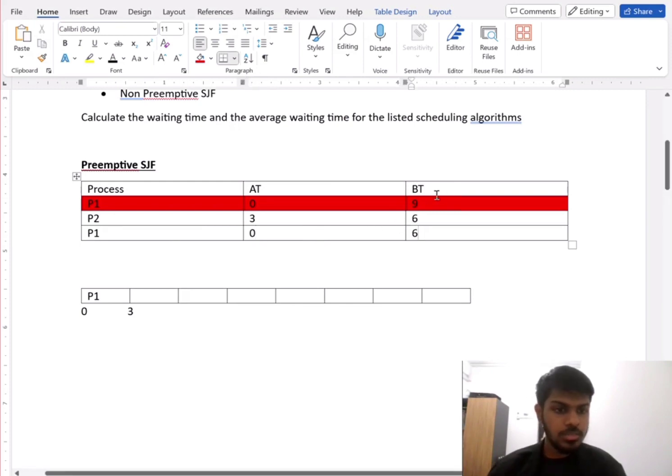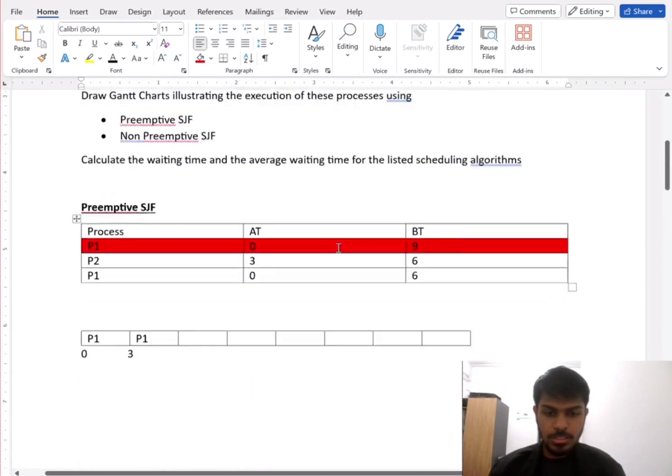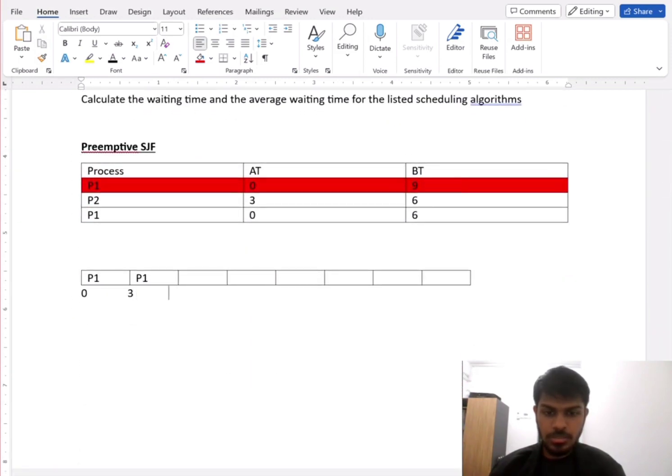Now comparing this burst time for process 2 and process 1, since both of them have the similar burst time, we look at arrival time. The lowest arrival time is P1. Put P1 here, and the process will stop at 6.